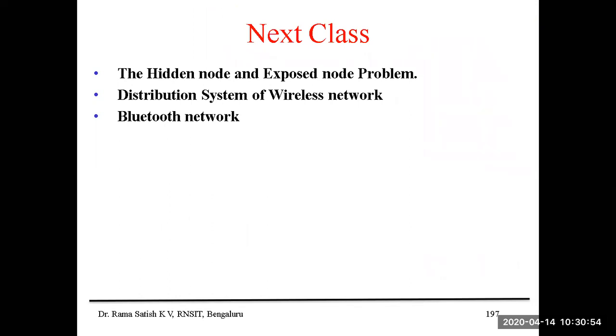There are a lot of problems we discuss. One problem is the hidden node problem, another is the exposed node problem. It is the most common problem in Wi-Fi networks. We'll discuss that in the next class, along with distributed systems of wireless networks, how exactly we can have a distributed network through wireless, and also we will discuss Bluetooth networks.